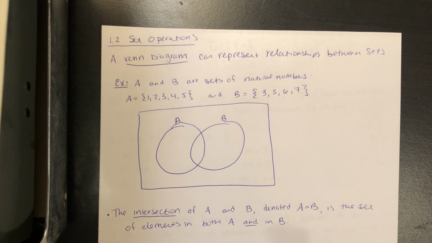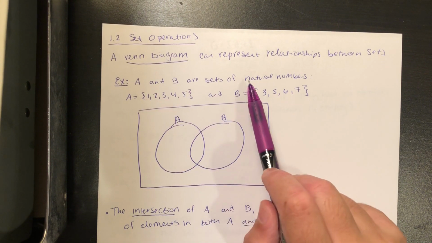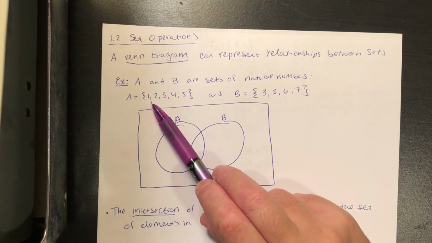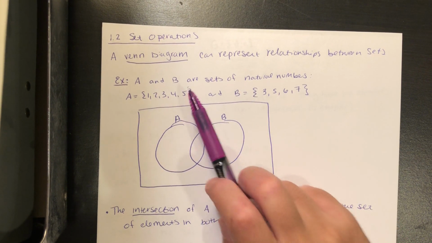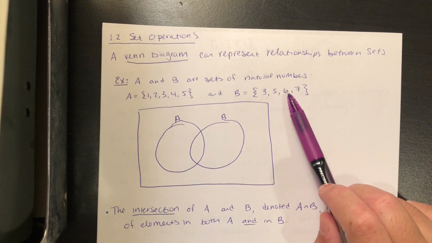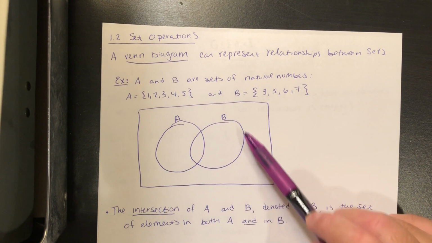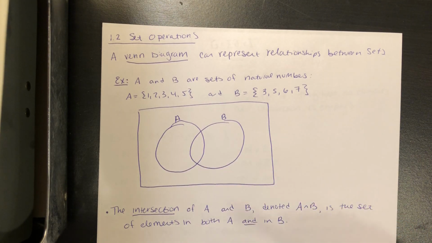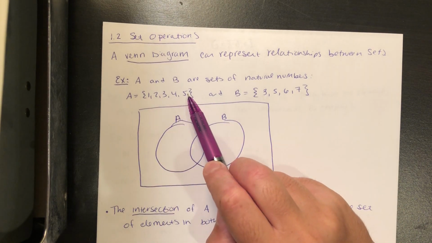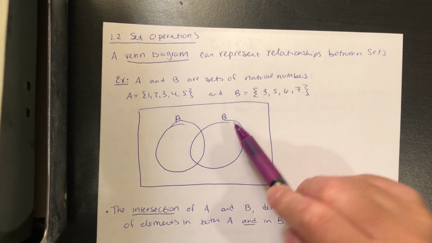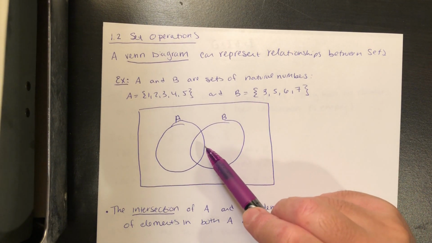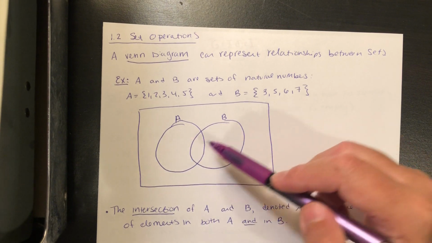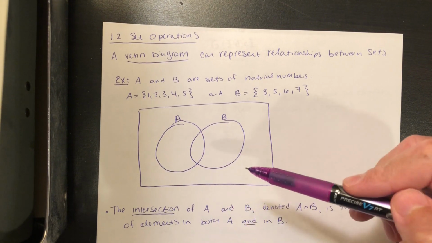As an example, let's say A and B are sets of natural numbers, where A is the set containing 1, 2, 3, 4, 5, and B is the set containing 3, 5, 6, and 7. A Venn diagram just has two possibly intersecting circles, and we place the elements of those sets into those circles based on which set they're in: A, B, or this overlapping part would represent both.